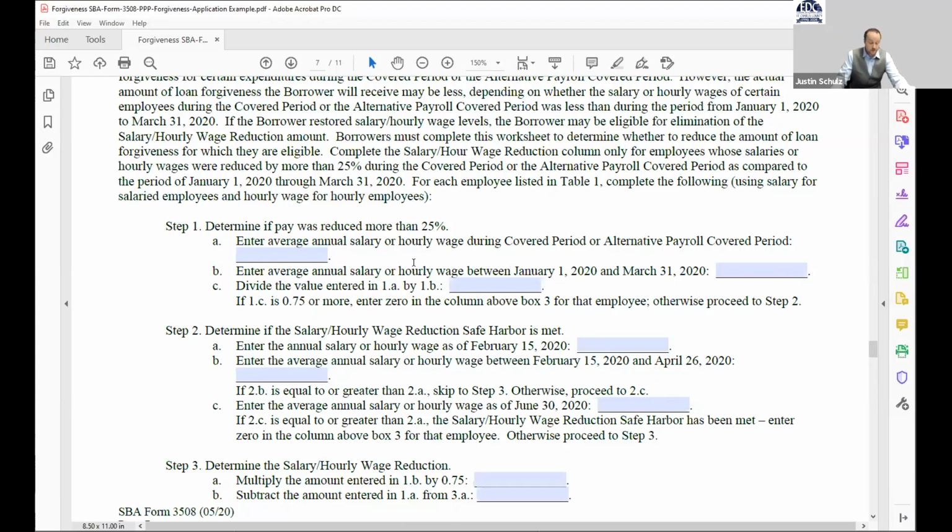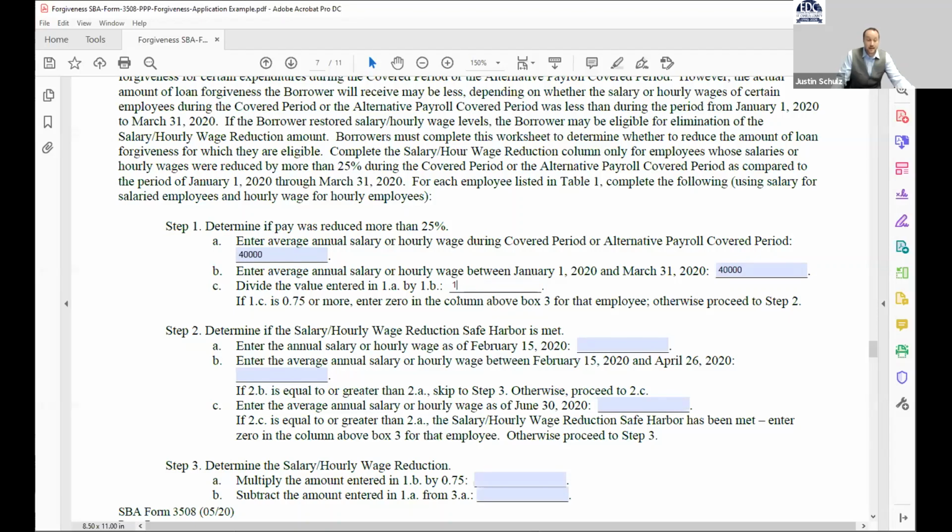And so in this case, since we didn't change anything, the average annual salary for this employee is $40,000. And the average annual salary between the previous time period was $40,000. And so what they're checking here is how much did you reduce it by? If you were to lower this, it's going to be this number divided by this number. In this case, that number just comes out to 1, which means you paid them 100% of what their previous wage was. And so if this number winds up being above 0.75, they're going to say that you never reduced their salary by more than 25%.